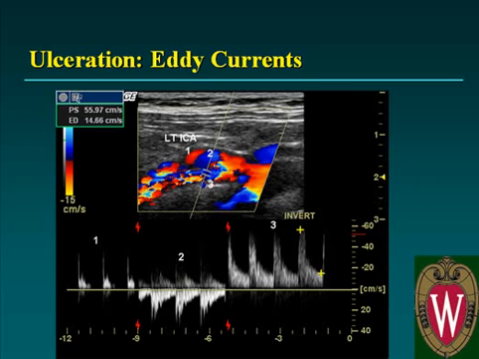Frequently, in the presence of ulceration or plaque irregularity, you will see eddy currents or abnormal or unusual patterns of blood flow. Here's a color Doppler image with 3 different sampling sites, 1, 2, and 3. And you can see that both the direction and the character of flow changes radically as we sample different portions of this vascular segment.